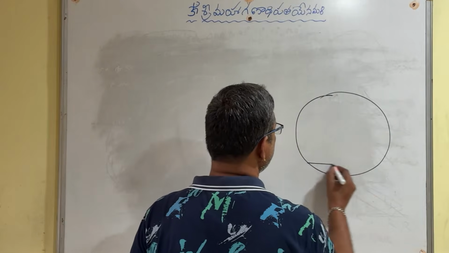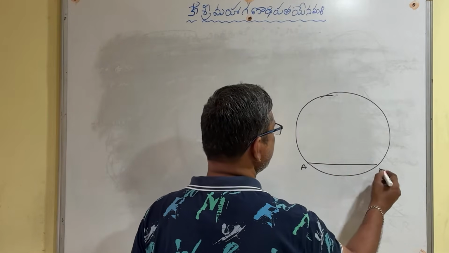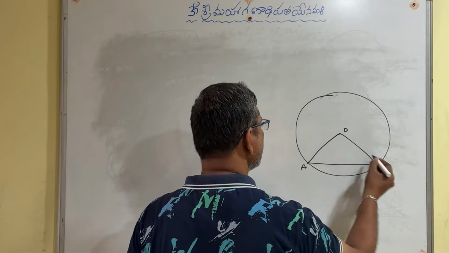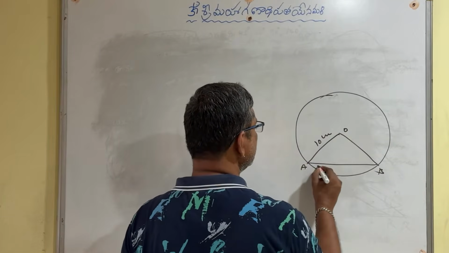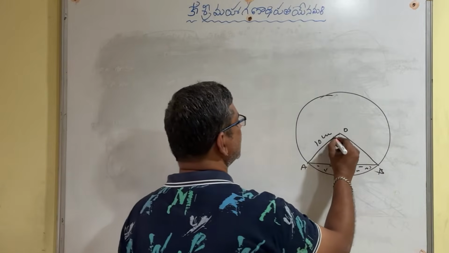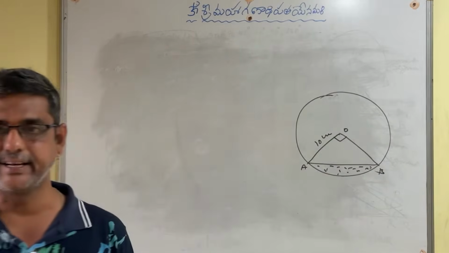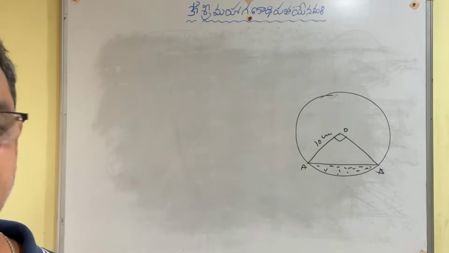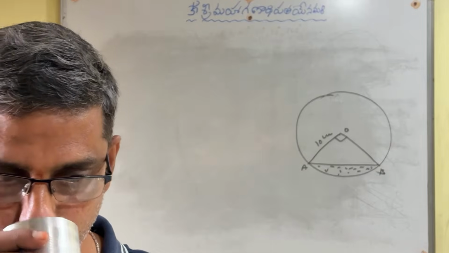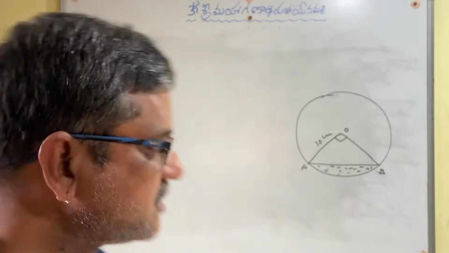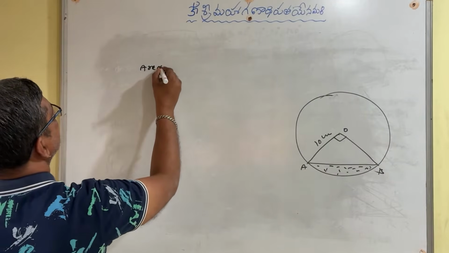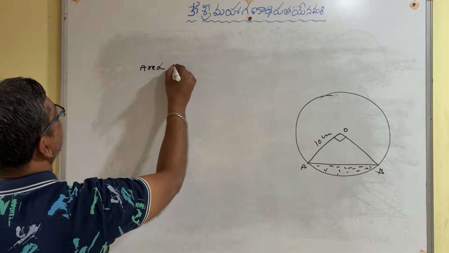Circle, chord AB, center O, radius 10 centimeters. The sector angle is given as 90 degrees. Okay. First, find the area of the sector.